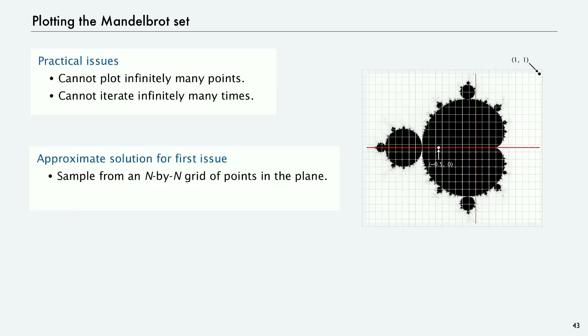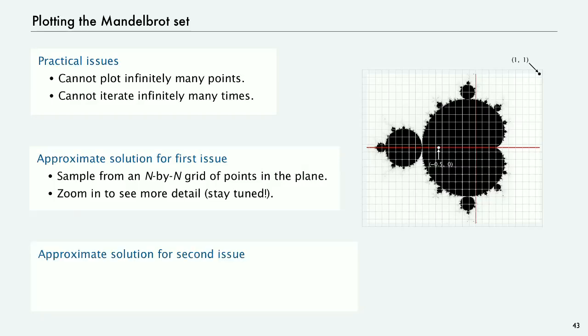We can take n to be big to get a detailed picture if we want, but it's finite, so n squared points. And if you want more detail, you can zoom in and stay tuned. We'll see, so we could take one of these little blocks and do an n by n grid inside that little block. And we'll see examples of that in a minute. You're never going to get infinitely many points, but you can get down to very, very high precision.